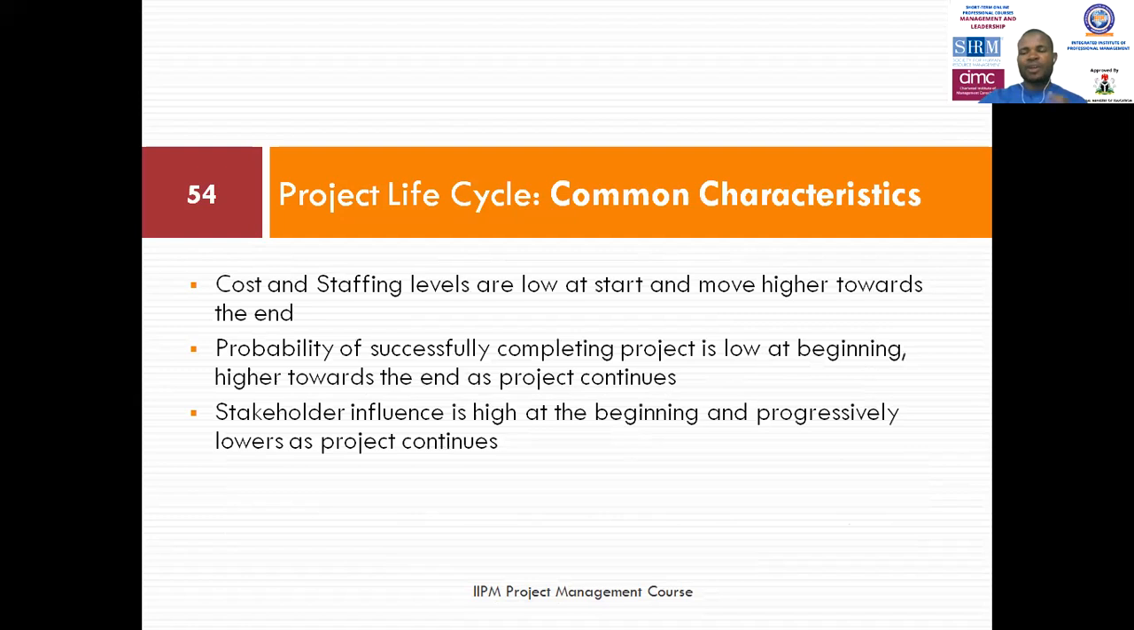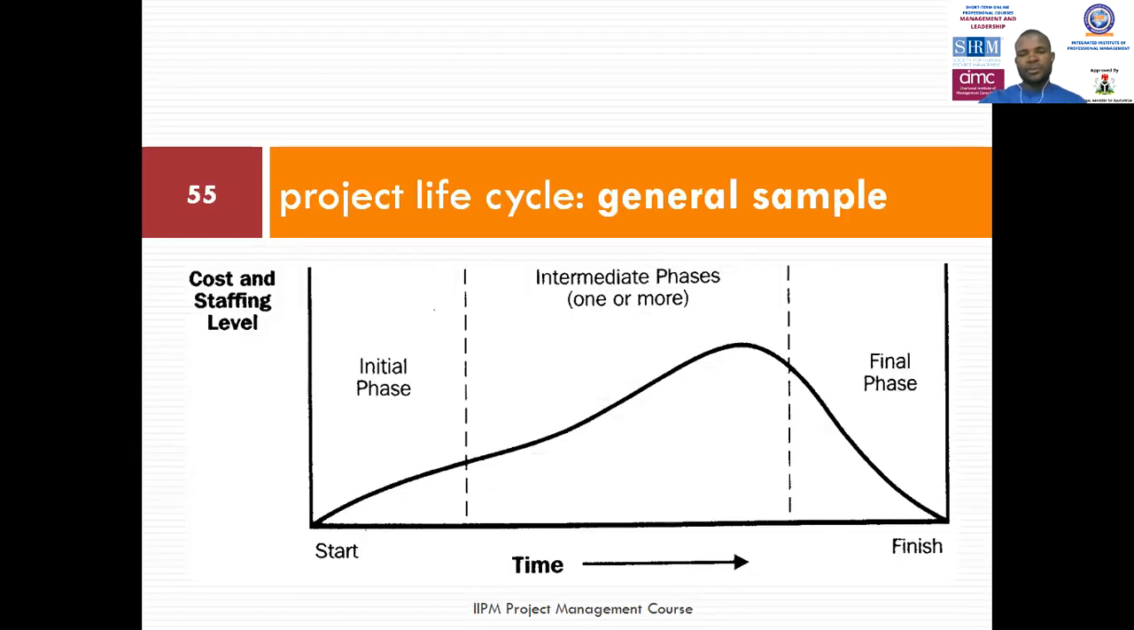And then we also looked at common characteristics of the project lifecycle, where we say that cost and staffing at the beginning are low, and then as the project progresses, cost and staffing increase, and then die off towards the end. Then the probability of success of the project is low at the beginning and high at the end. Then stakeholder influence is high at the beginning, but towards the end of the project it begins to get low. And this is just a typical example of a project life cycle as regards costing and staffing versus the time that will be used.